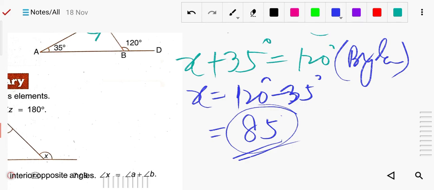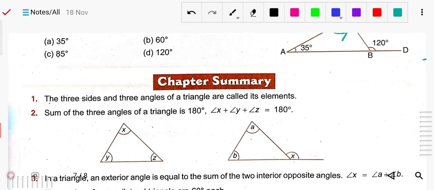So you can revise this chapter again and go through the rules and properties once more.